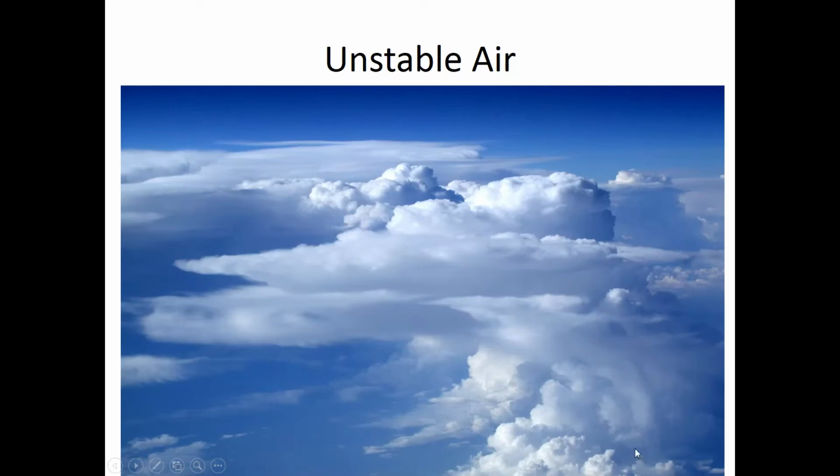Now, if this air is very unstable and it's able to rise really quickly, it can even move beyond the tropopause into the stratosphere, creating what's called an overshooting top. This is an example of very unstable air. Air from the surface is able to just shoot up really fast.